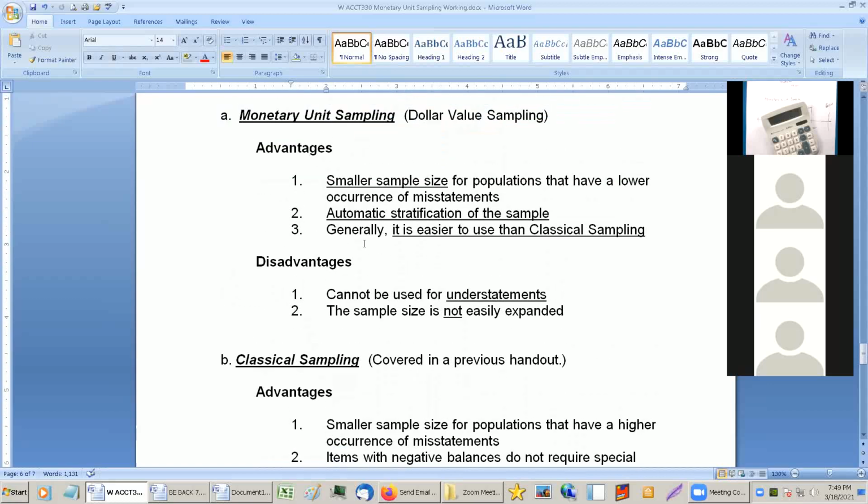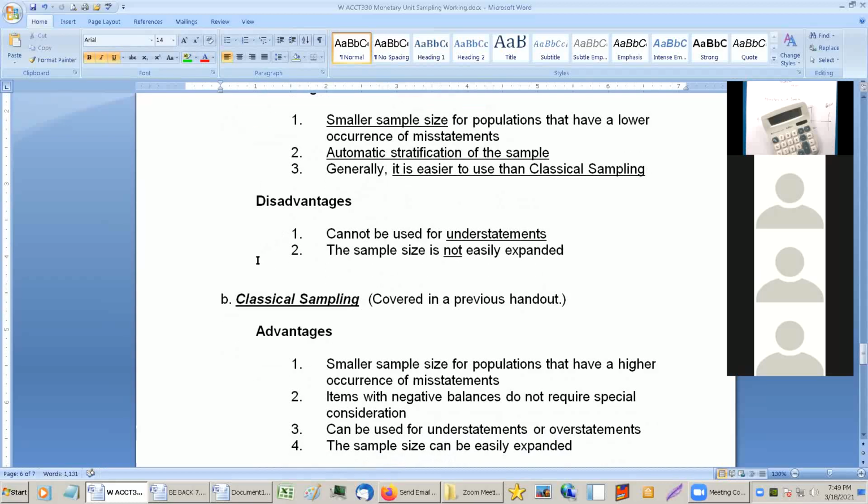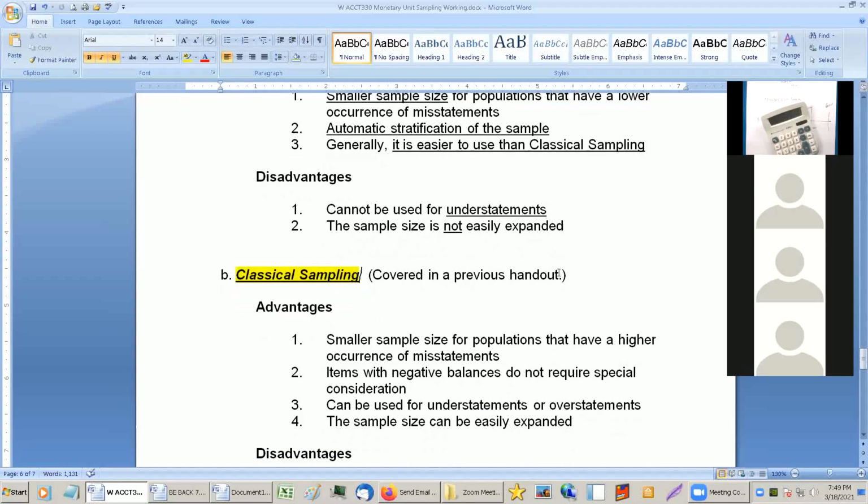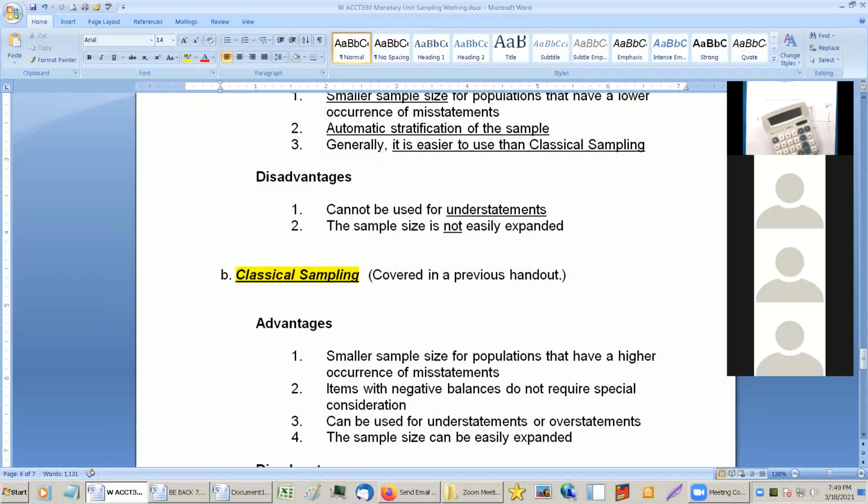Okay, classical sampling. So this is monetary unit sampling. Classical sampling, the one we did before, that's the mean per unit and all that kind of stuff. You guys remember this. Those things, remember we did those.